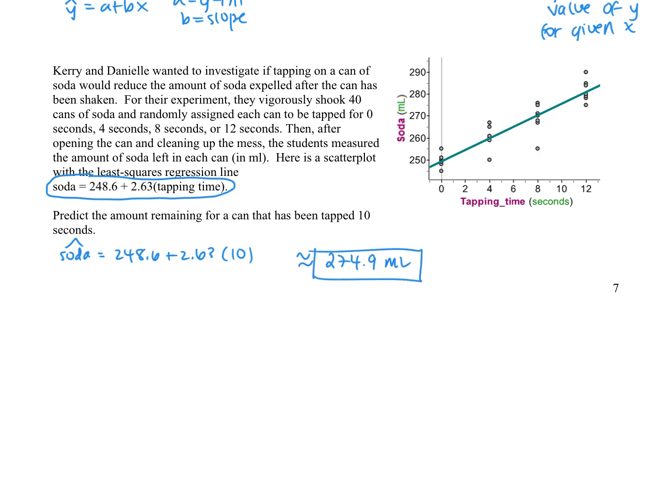That is just a prediction. If you actually tapped a can of soda for 10 seconds, it could be more than that, it could be less than that. It's very likely not going to be 274.9 exactly. That is just where 10 is on our line, but that is only a prediction.